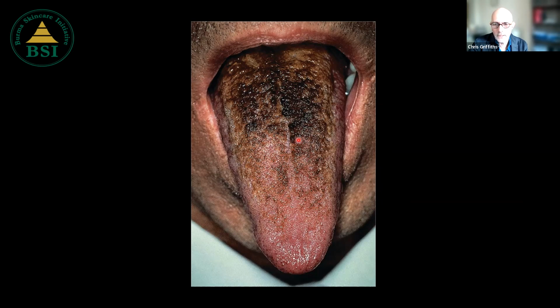This is nothing to be concerned about. This is just due to poor oral hygiene and is easily treated just by better oral hygiene and actually just scraping this with a toothbrush, and that will clear it up straight away. In fact, when I was doing a WhatsApp clinic in a Bangladesh refugee camp not so long ago, there were a couple of cases of this, and this was easy to rectify.